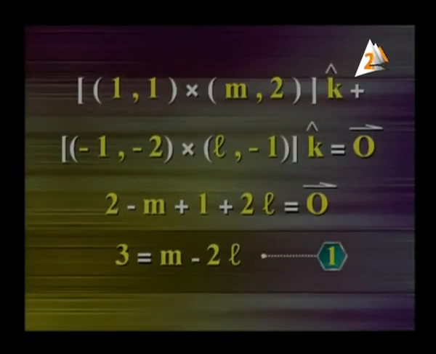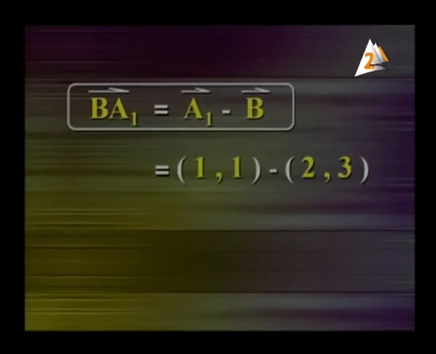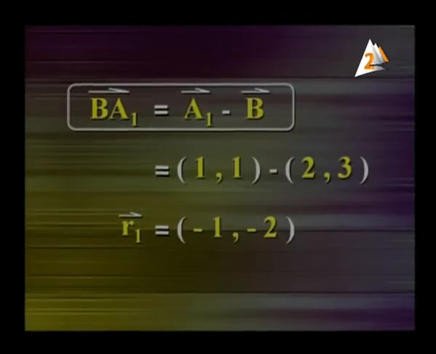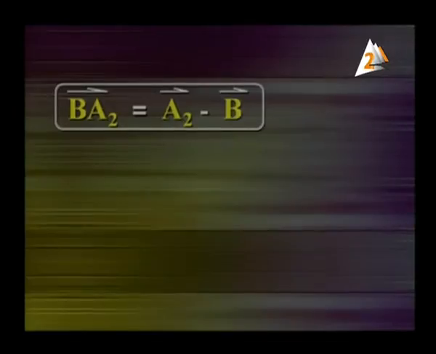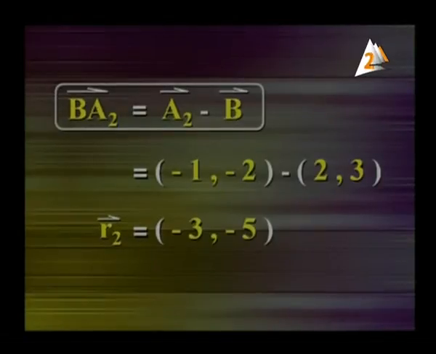Now we get that 2 minus M plus 1 plus 2L equals 0, or 3 equals M minus 2L as the first equation. Also we say BA1 equals A1 minus B, or (1, 1) minus (2, 3), which is equal to (-1, -2). BA2 equals A2 minus B, (-1, -2) minus (2, 3), so it's equal to (-3, -5).